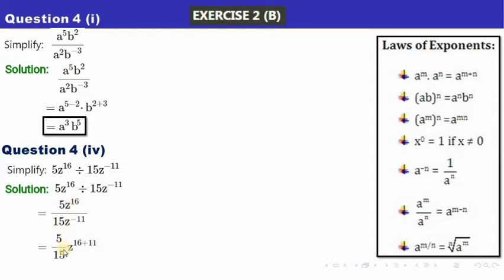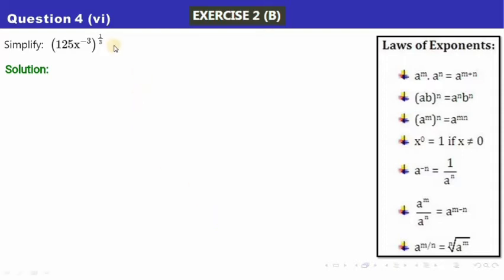Now we have 5 by 15, and you know 5 and 15 can be cancelled by 5. 5 ones are 5, 5 3s are 15. So this 5 by 15 is nothing but 1 by 3. And 16 plus 11 is how much? 27. So your answer turns out to be this much. You may pause the video and note down the solution.